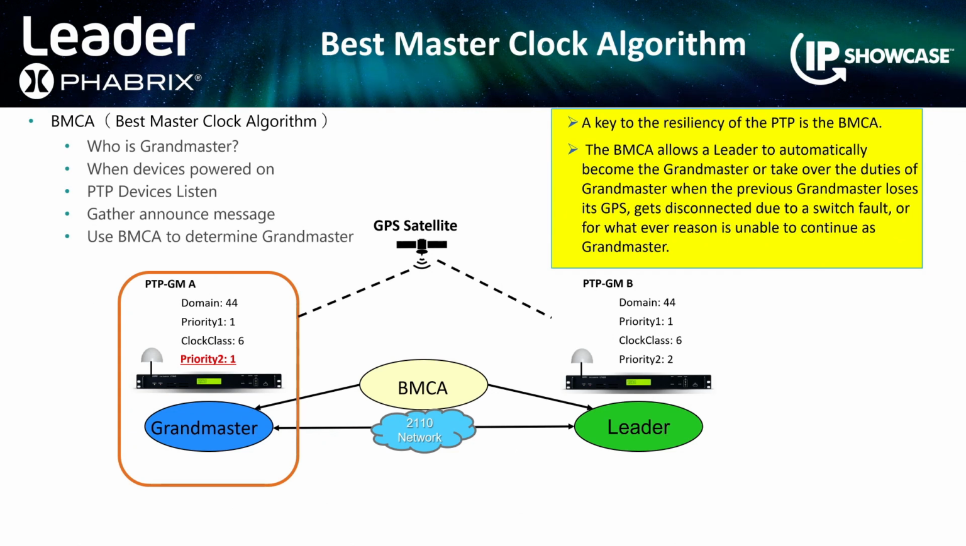And as you can see, the reason why PTP Grand Master A has been selected here is because of Priority 2. Priority 1 and the clock class are both the same. Priority 2 is 2 on the second device. So the Grand Master will be A. So that's a very simple system. It's talking about how PTP is generated.